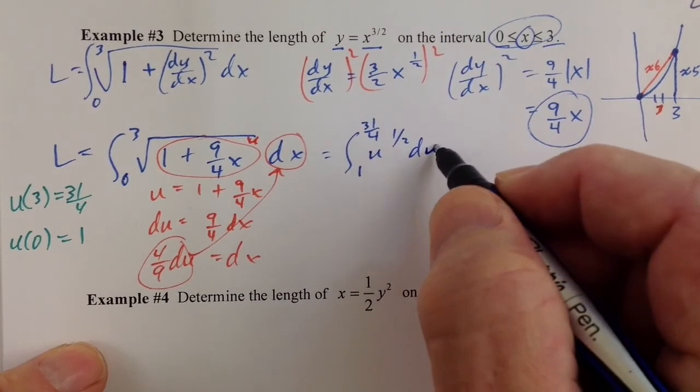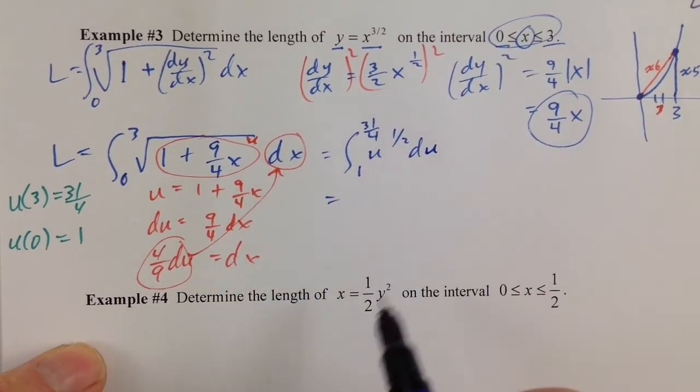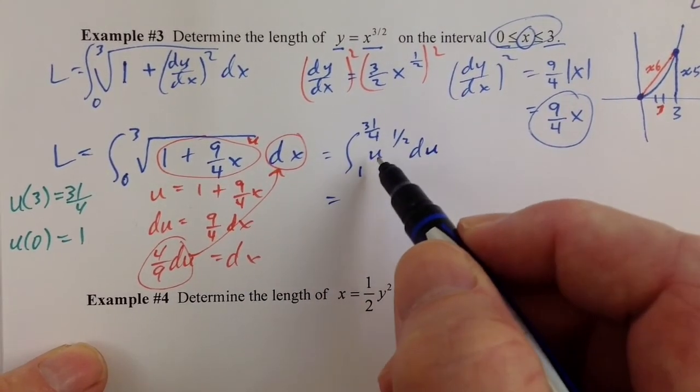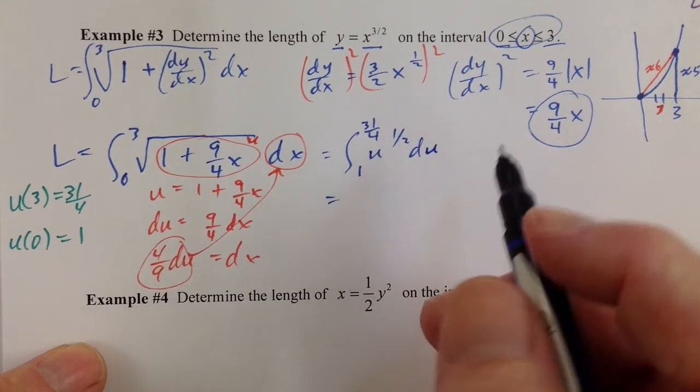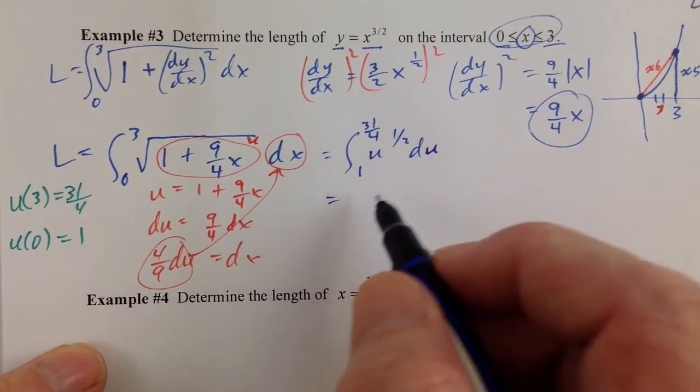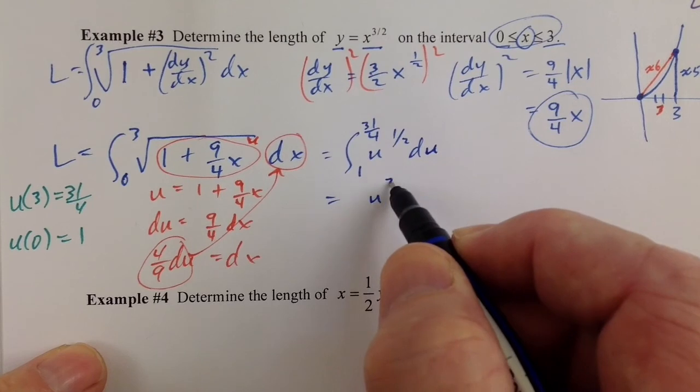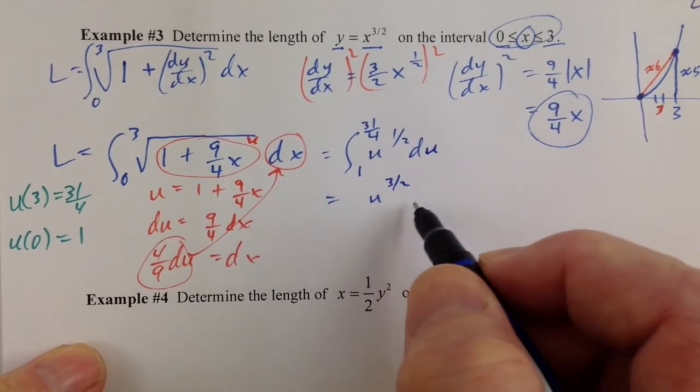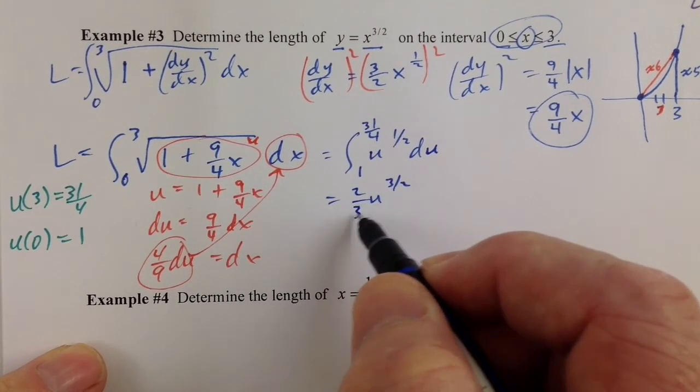So this is not bad now. We made our nice little substitution. We can easily come up with the antiderivative of u to the 1/2. And the antiderivative of u to the 1/2 is u to the 3/2. I think we did that up above there. Divide by 3/2 or multiply by 2/3.